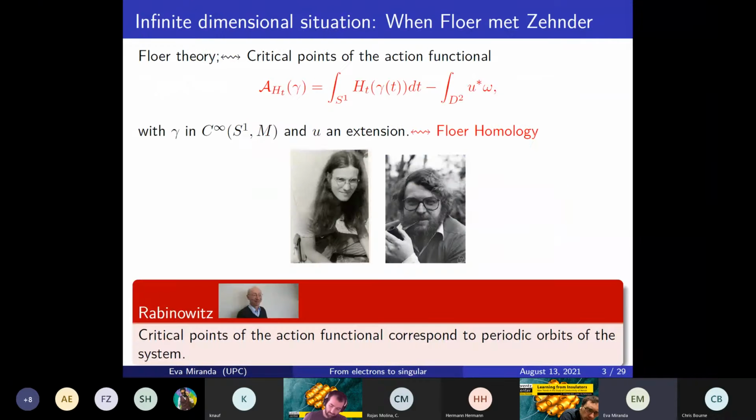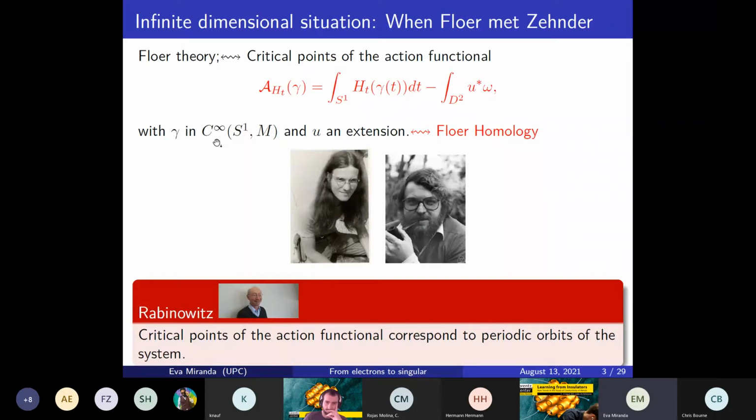This was a source of inspiration for Andreas Floer, because you can try to apply these ideas for critical points of now not a function but a functional. This is the action functional, and this is defined on the loop space. So this is the set of C-infinity functions of S1. So let's say a gamma here, okay, it's a circle.